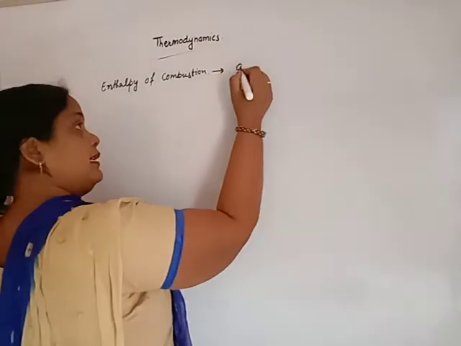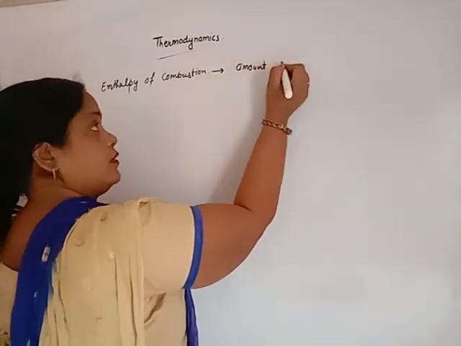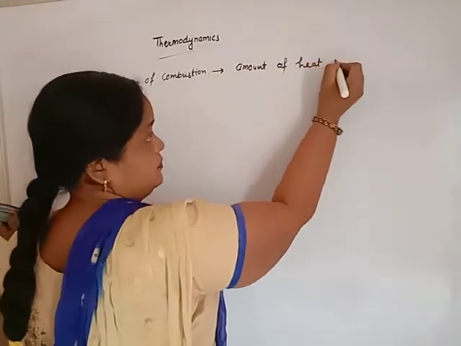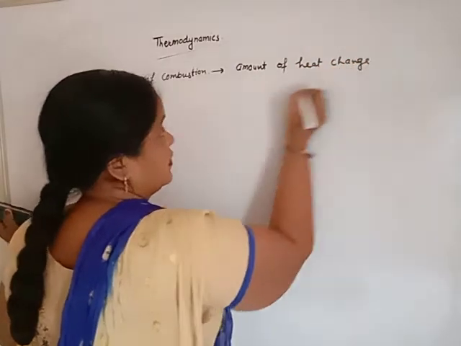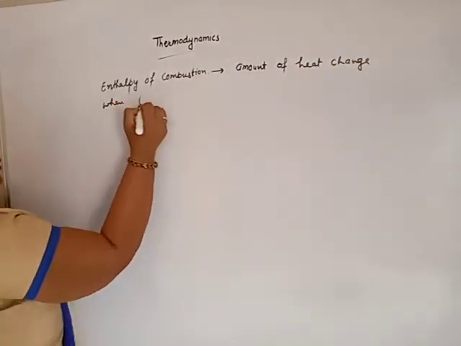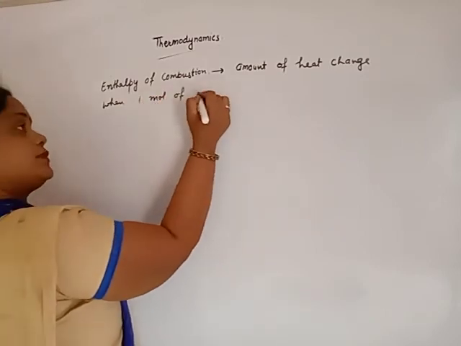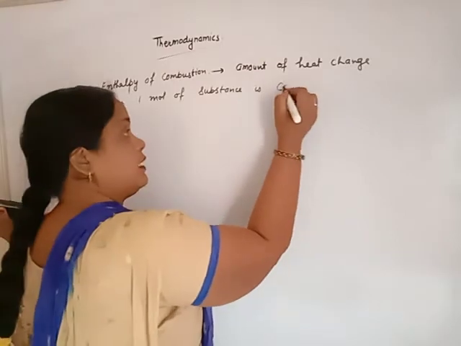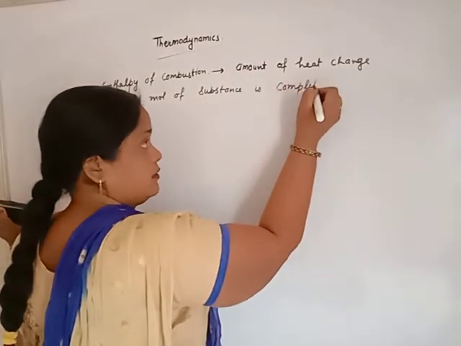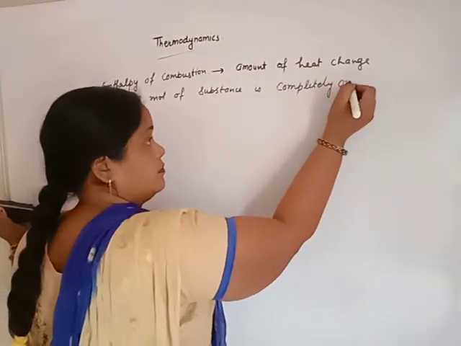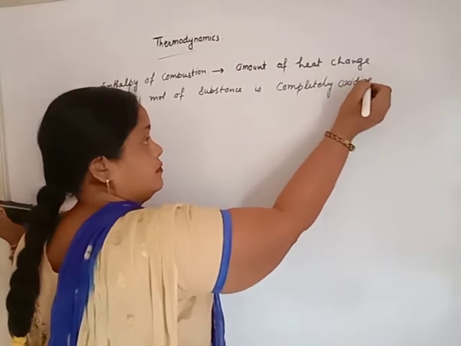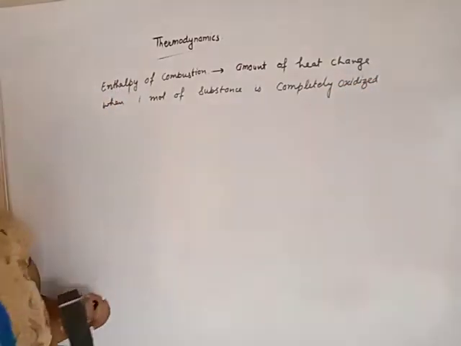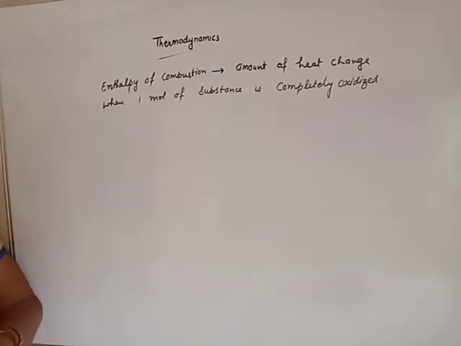Better, it is the amount of heat change when 1 mole of substance is completely oxidized. That amount of enthalpy change is known as enthalpy of combustion. Beta, combustion is always exothermic.